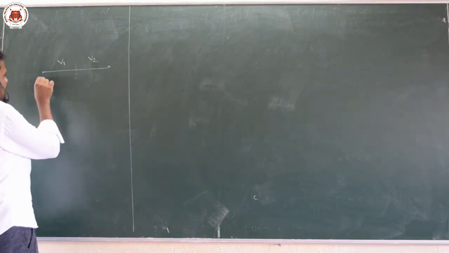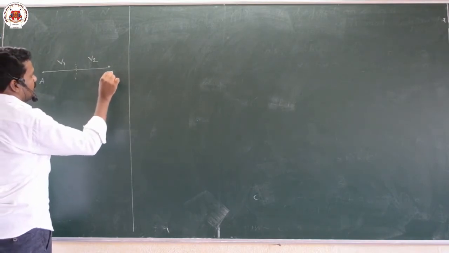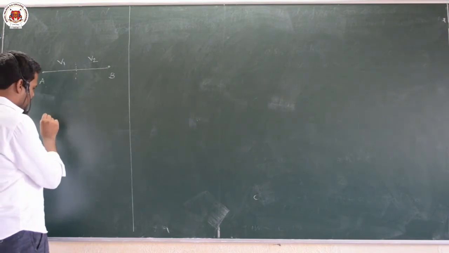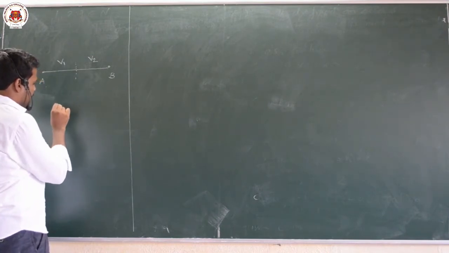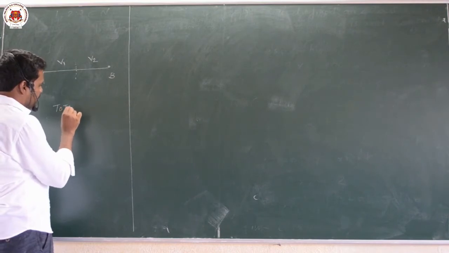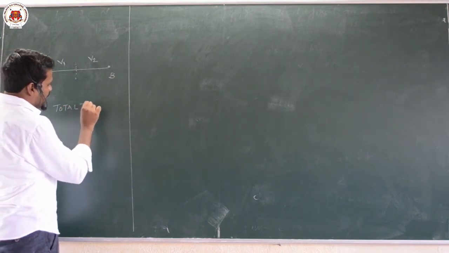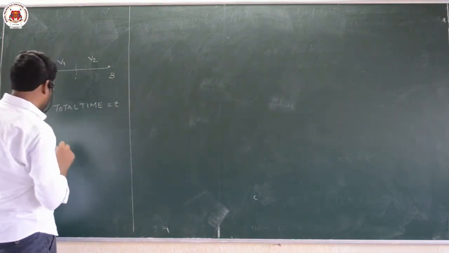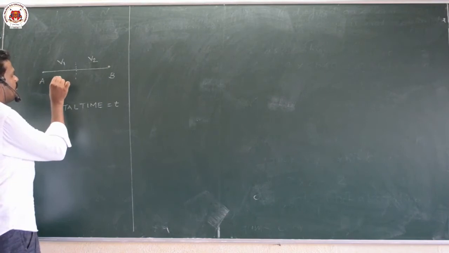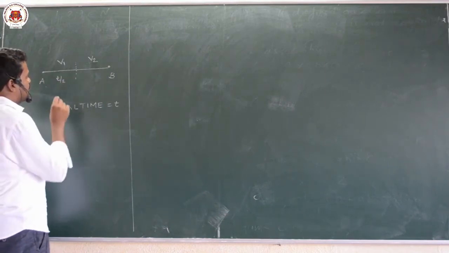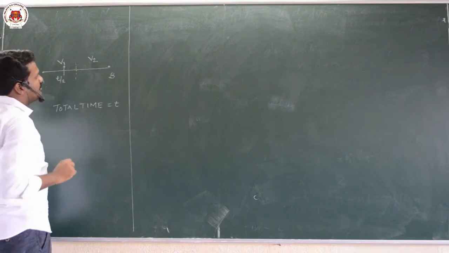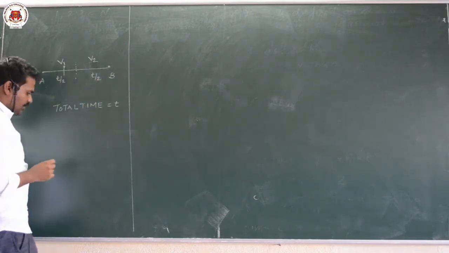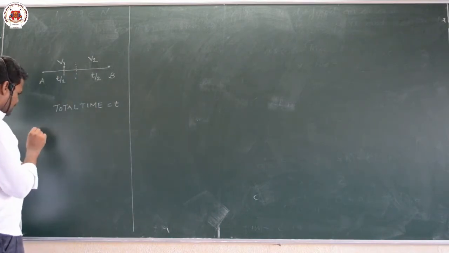Let us consider a body moving from A to B. Suppose the time taken for the total journey, the total time, is equal to t. For t by 2 seconds, it has travelled with velocity v1. For the next t by 2, it has travelled with velocity v2. Now calculate the average velocity. So average velocity is very simple.